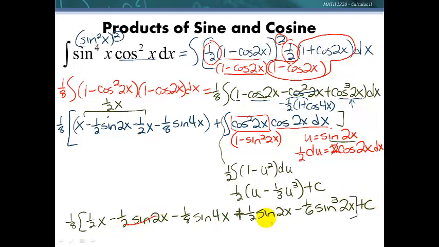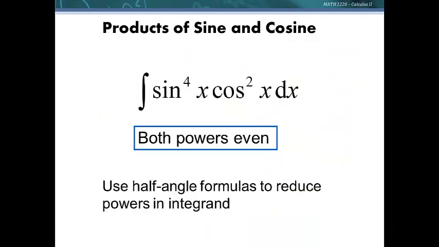And I actually have a couple of terms that are going to cancel. And the final answer is going to be 1/16 x minus 1/64 sine 4x and minus 1/48 sine cubed of 2x plus a constant. Let's just summarize what we did with that one first. We had the products of two different trig functions with both powers even, so we used half-angle formulas to reduce however many times we needed to, kept breaking it down until we could do the integration.